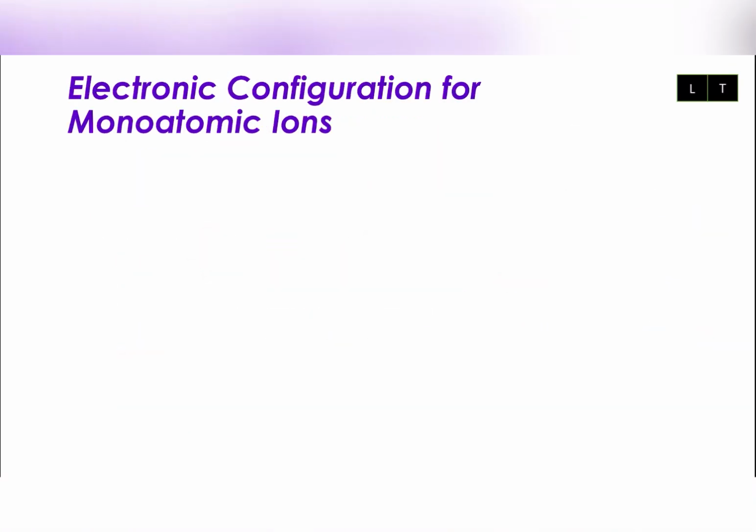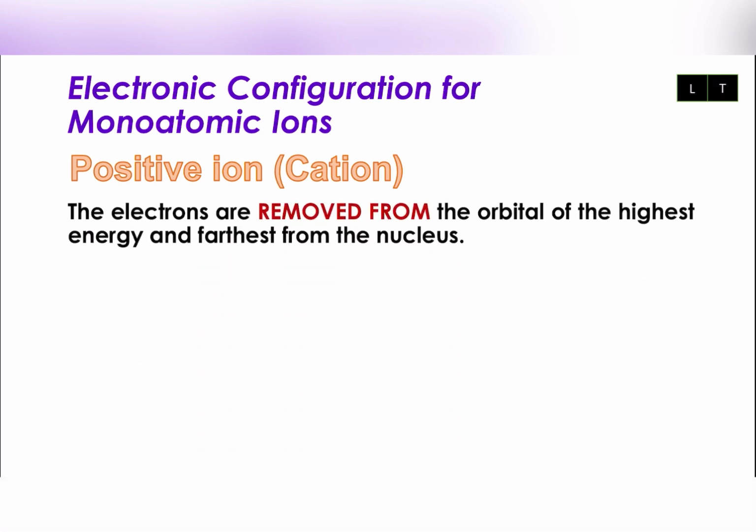So let's try one example: how to write the electronic configuration for an atom at its ground state and as an ion. I have here a positive ion, which we also call a cation. When we want to write the electronic configuration, we know that positive ions mean that electrons are removed from the orbitals of the highest energy, or orbitals from the outermost shell or valence shell.